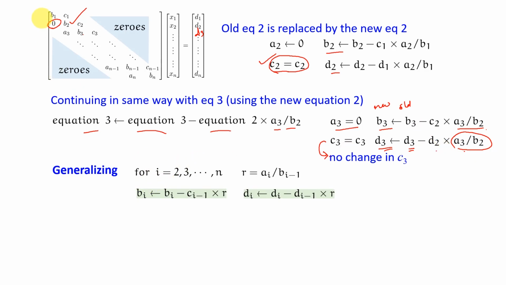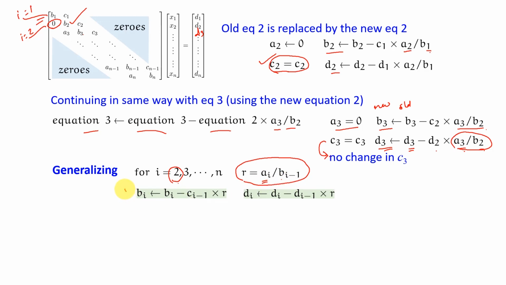We don't do anything in the first equation, or in the first row of the matrix. I start from I equals 2, with the first row being I equals 1 and the second being I equals 2. I go from I equals 2 to n, and I define this R as AI by BI minus 1. Just like here you can see this is A2 by B1, here it is A3 by B2. So for row I, or equation I, my multiplication factor is AI divided by BI minus 1.